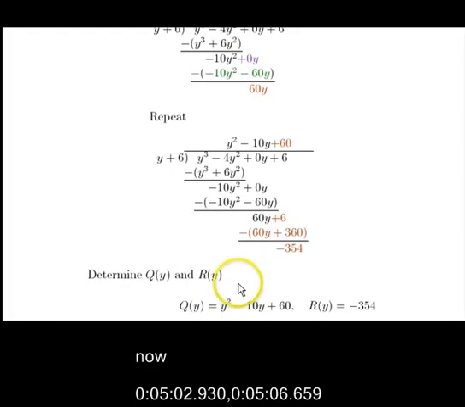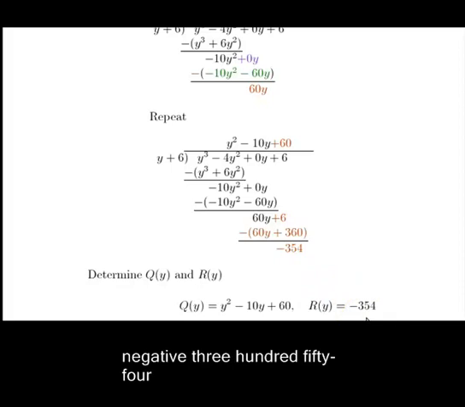So now, if we want to state what q of y is, that is going to be the quotient, and the quotient is this polynomial up here. So we have that is y squared minus 10y plus 60, and the remainder is this number, negative 354.